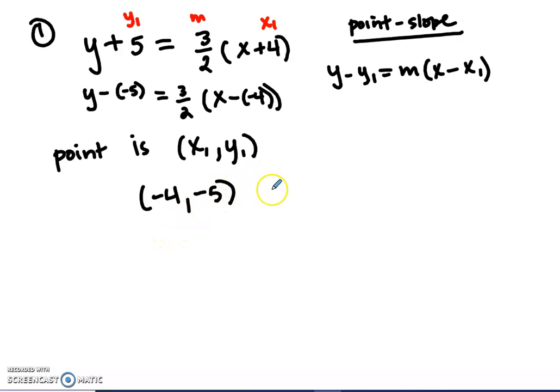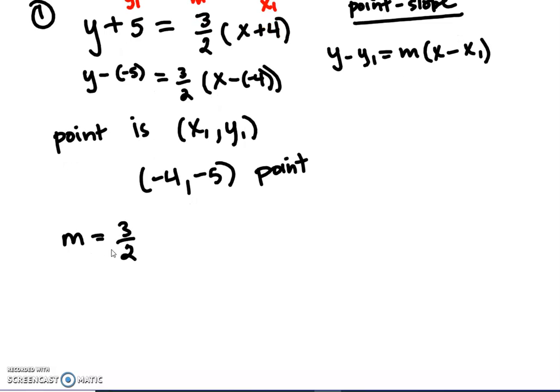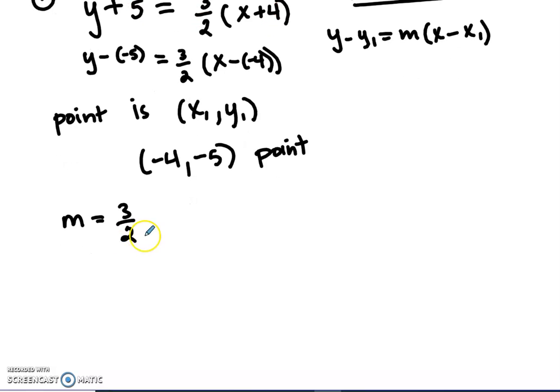So that's the first part. This is a point on our line. We got it straight from the equation, which is why it's called point slope. We also said the slope was this number that multiplies the x part. So our slope here is 3/2. And now we want to graph this.